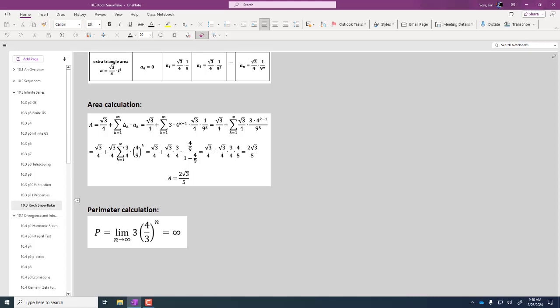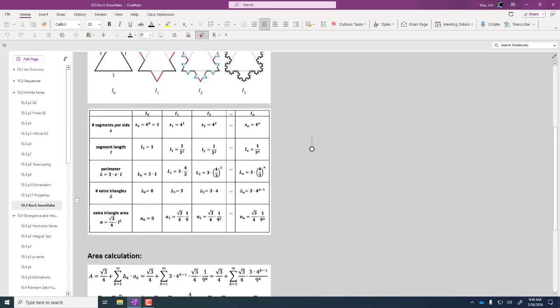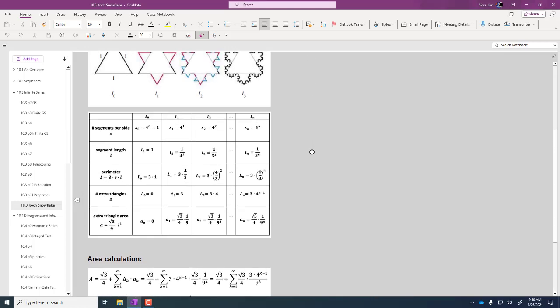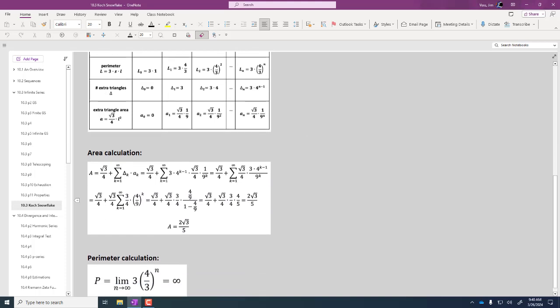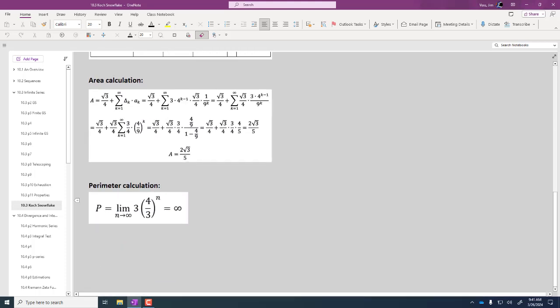And then right here is our a over 1 minus r. This geometric series starts at 1, so the a value is 4/9. The r value is also 4/9. So we get that the area of the Koch snowflake, when we start with 1, 1, 1, is going to be 2√3/5.